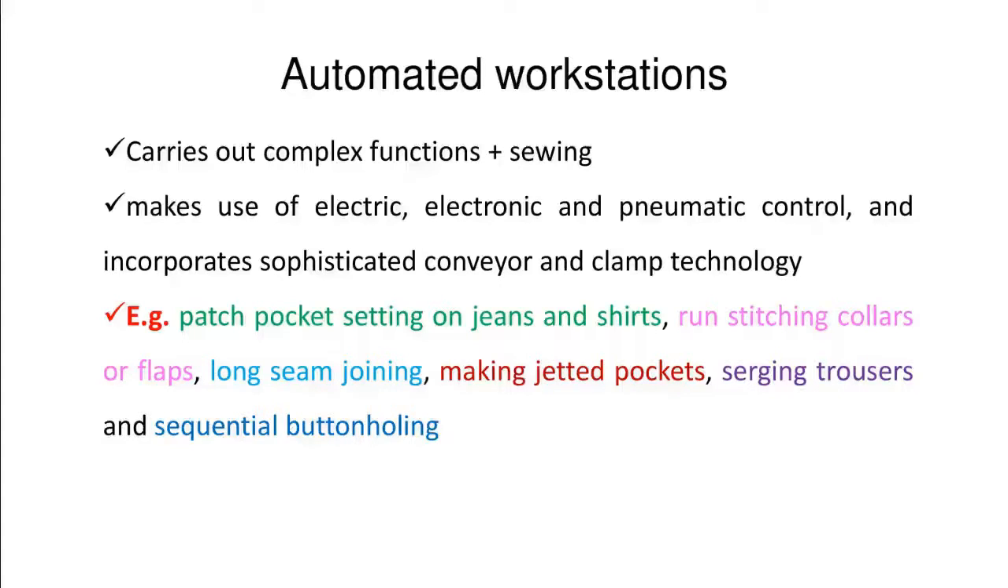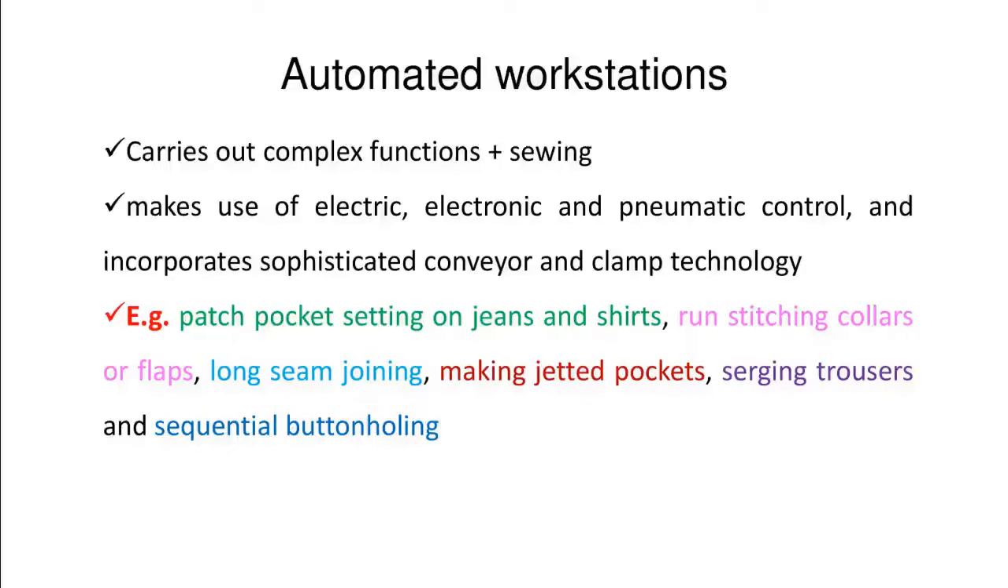Now, patch pocket setting on jeans and shirt, I have provided the video of this to you. Then run stitching collars or flaps. This is something that you will have to do on your own. YouTube provides all of that. Long seam joining, making jetted pockets, surging trousers, and sequential buttonholing. All of this is available on YouTube. Very interesting. One look at it, and you're going to remember it for the rest of your life.